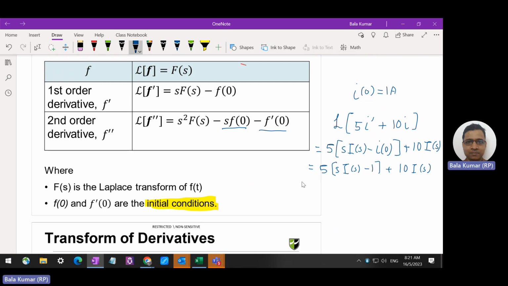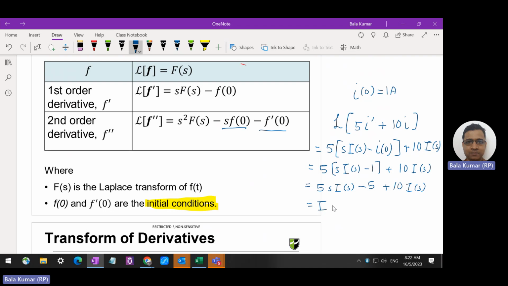But to make it more elegant, we will factor out the I(s), because eventually we want to find the value of I(s). So how to factor out I(s)? We will first expand it. We take this 5, we multiply into each term. So this becomes 5s I(s) minus 5 times negative 1, which is minus 5, plus this one, 10 I(s). And then we factor the I(s).